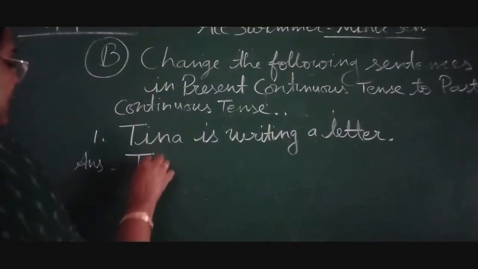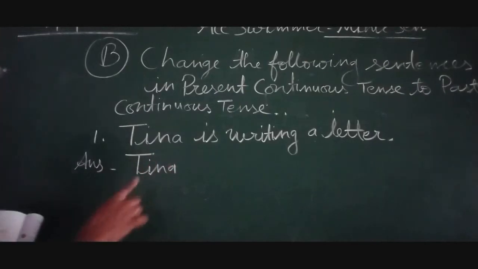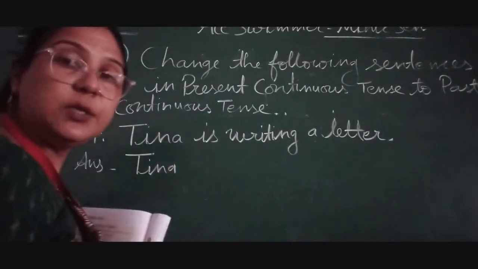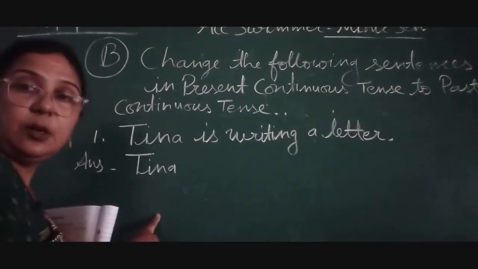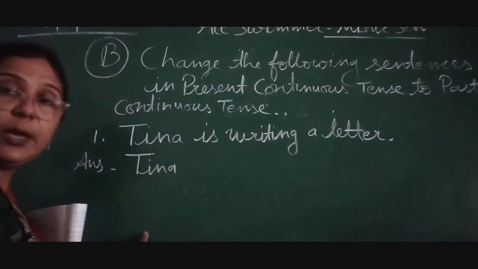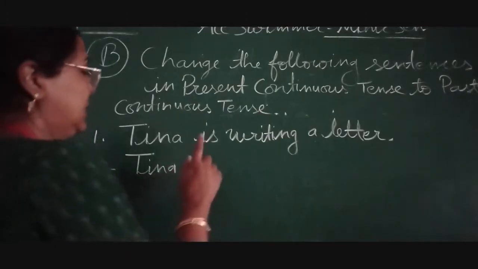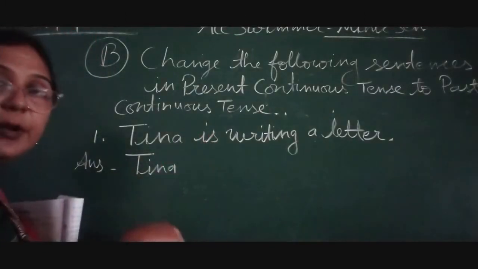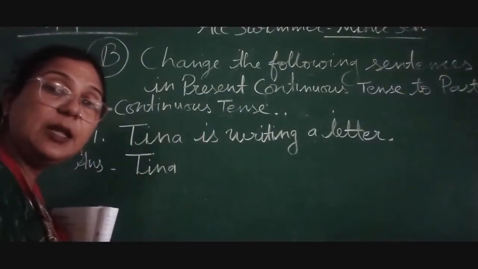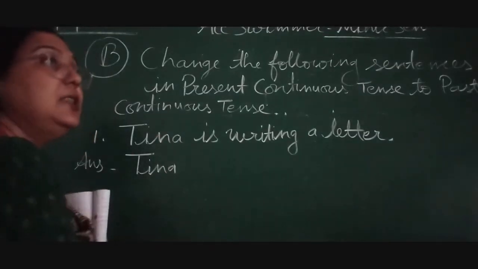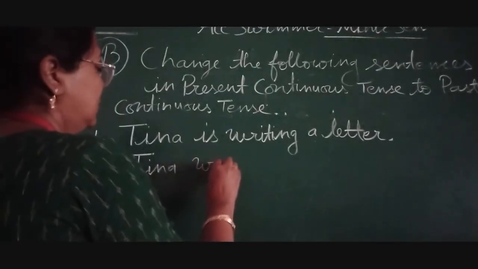Tina will remain the same because this is the subject. Who is doing the work? That is the subject. Jo kaam kar raha hai, wo subject hota hai. Who is the doer? This is the subject. Okay. So Tina is. So now what will we write over here? Because we have to write in past continuous tense, we will change is with was.